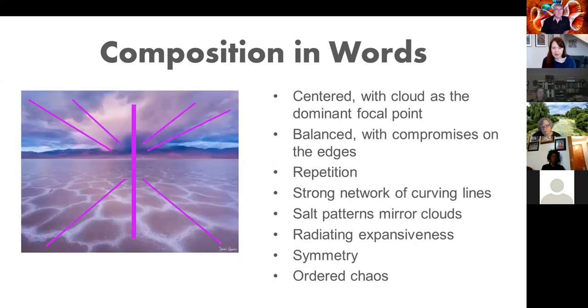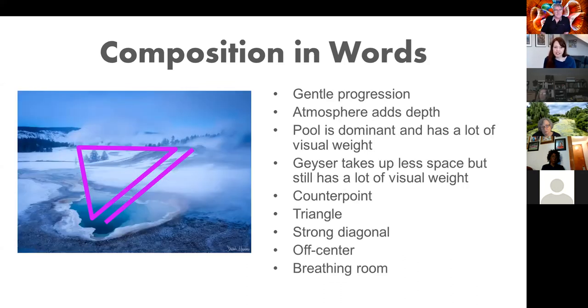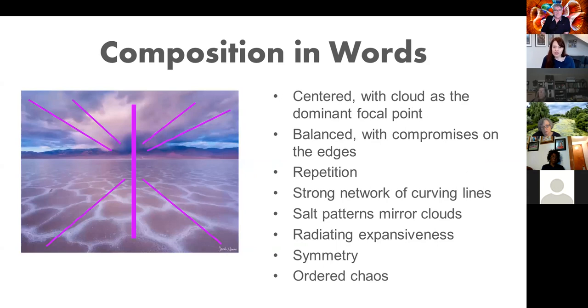So this next example is a pretty different scene in terms of some of the compositional concepts. In the last example, we had a strong diagonal. In this example, it's strongly centered. There are a lot of elements in here that are very centered. The clouds and the patterns in the foreground are the dominant focal points. I feel like it's pretty balanced, but there are some compromises on the edges. For example, these little patterns get a little too close to the edge for my taste, but in this kind of situation, you're just going to have to compromise about some of those things.